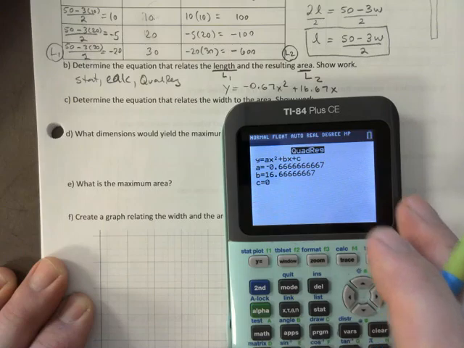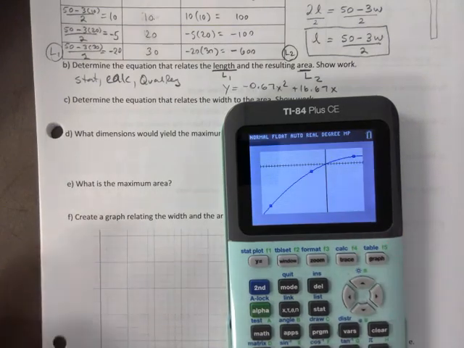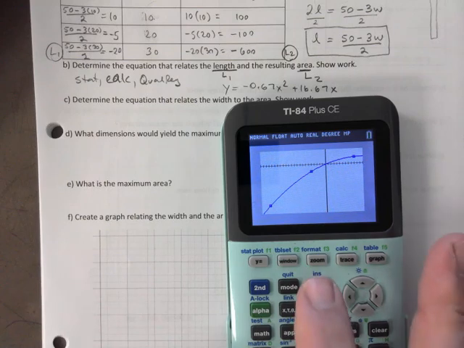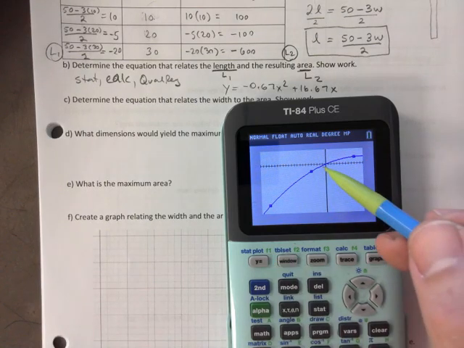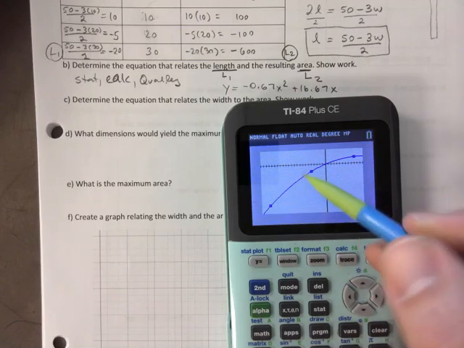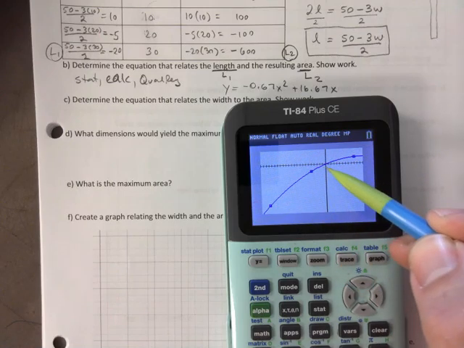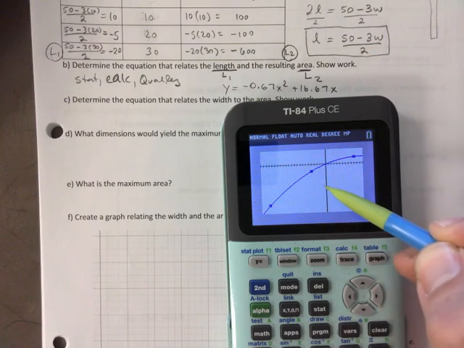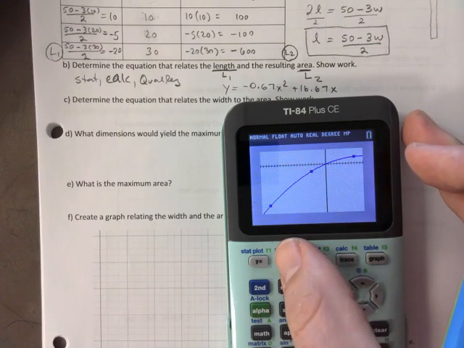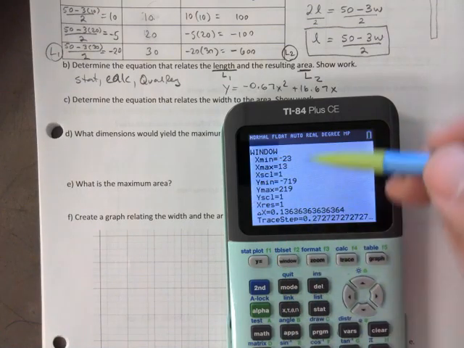Now, the window is not good. If you graph it, okay, you see this. I can't have negative. What does x represent? That's my length. I can't have negative length and I cannot have negative area. So I'm going to change my window a little bit.